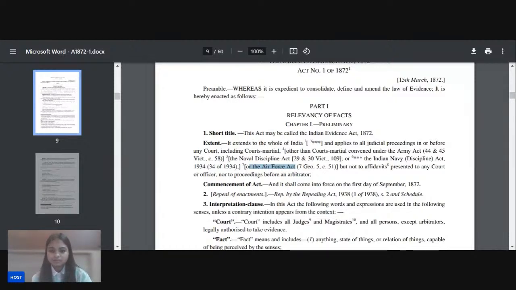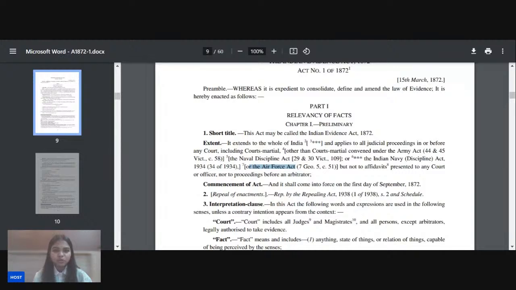Clear? Clear to everyone? Right. So Saurabh had this question. Saurabh, clear? There is no such difference, but the Indian Evidence Act is not applying to these four areas of court martial. Right.